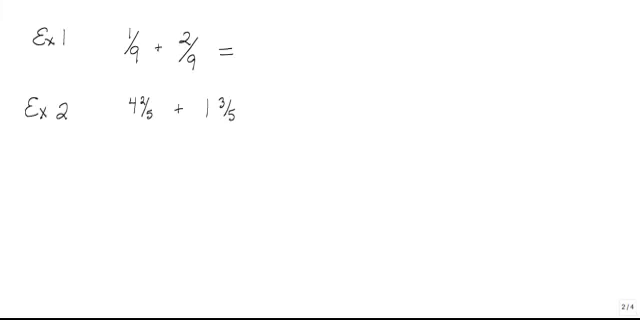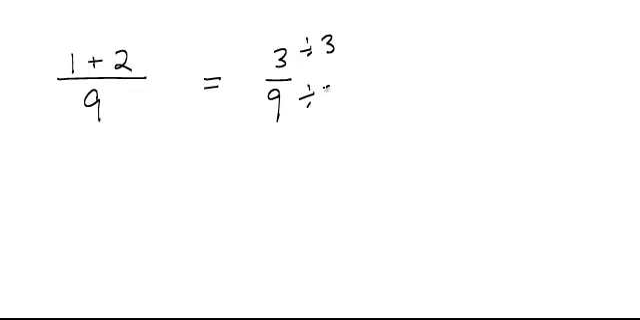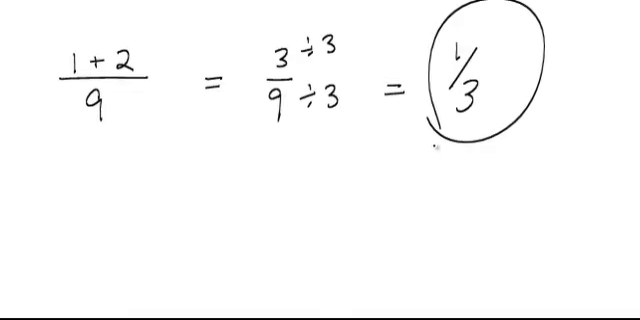So let's look at a couple examples here. In the first example, example 1, I have 1/9 plus 2/9. So I can just add my numerators since I have the same denominator and keep the denominator the same. So that gives me 3/9, and I can reduce that by dividing the top by 3 as long as I divide the bottom by 3. So that gives me 1/3, and that is your reduced form.